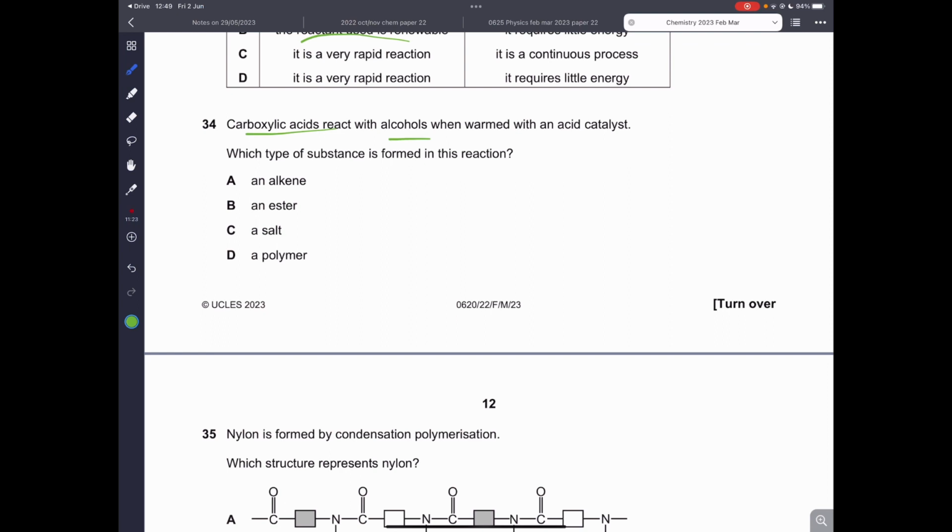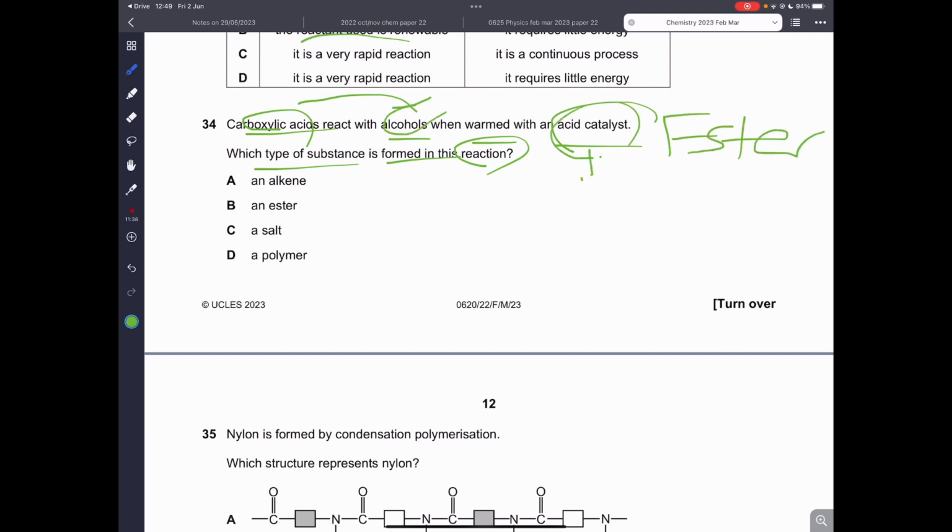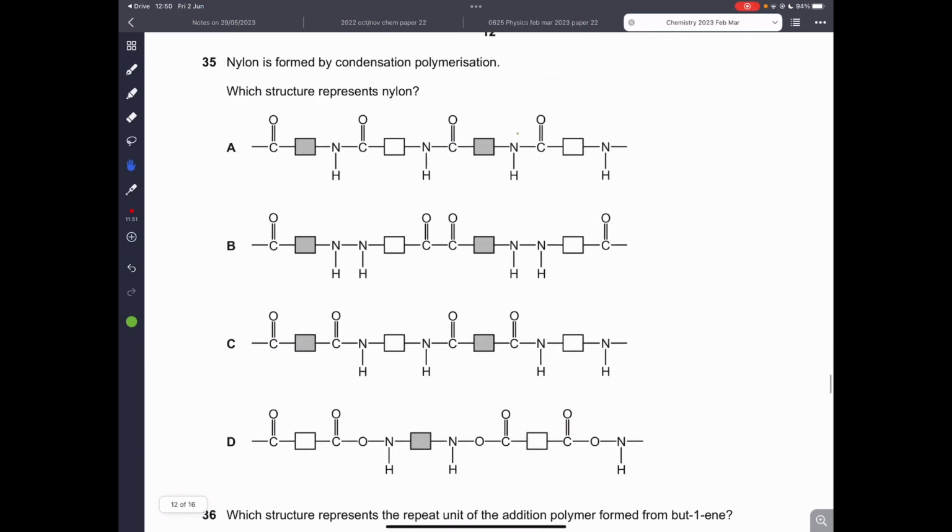34. Carboxylic acid reacts with alcohol when warmed with an acid catalyst. Which type of substance is formed in this reaction? Well, when carboxylic acids react with alcohol, they form an ester. And the acid catalyst used here, in case you're wondering, is concentrated sulfuric acid. And therefore the substance that is formed is an ester. So B is the correct answer.